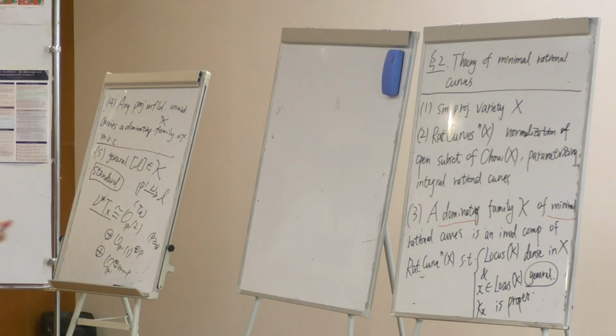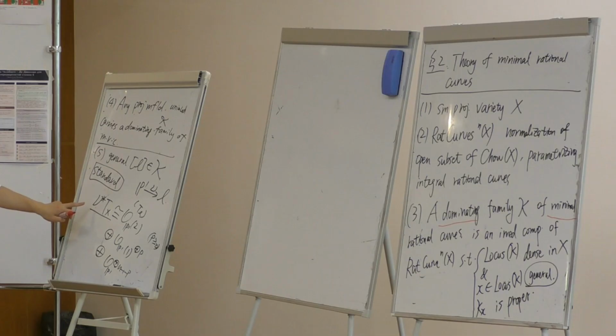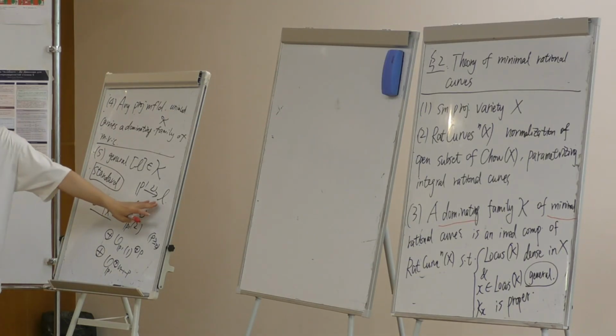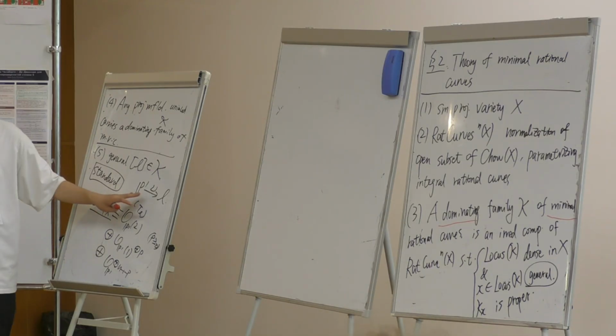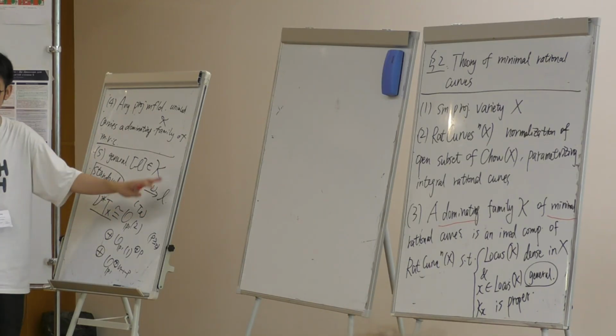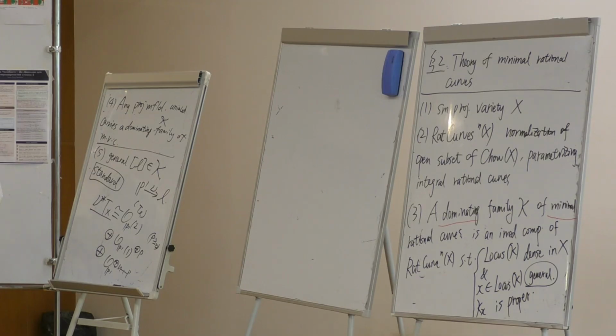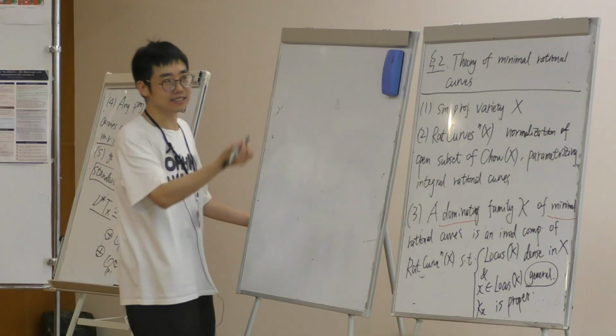Is it possible to write P exactly? Yes, if L is smooth, then this mu is the identity. This mu means the normalization, because L is just the integral curve. Okay, so from this standard sequence.